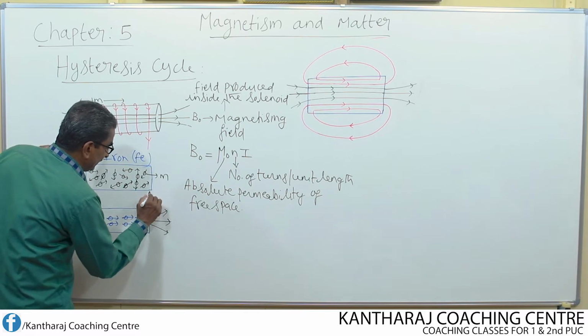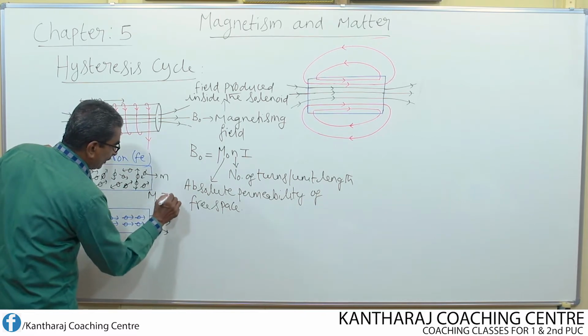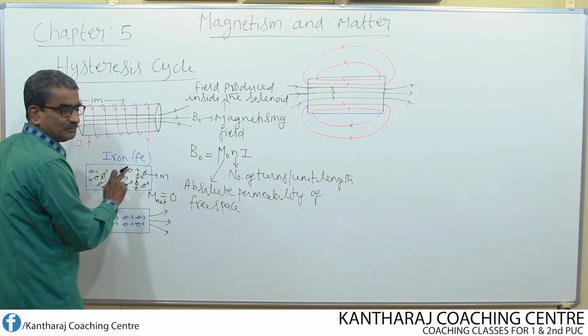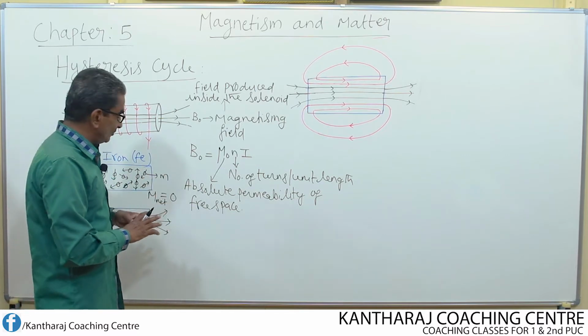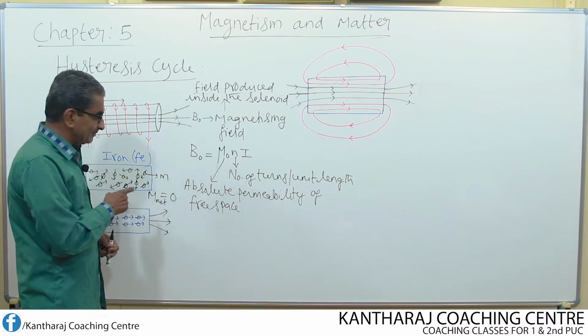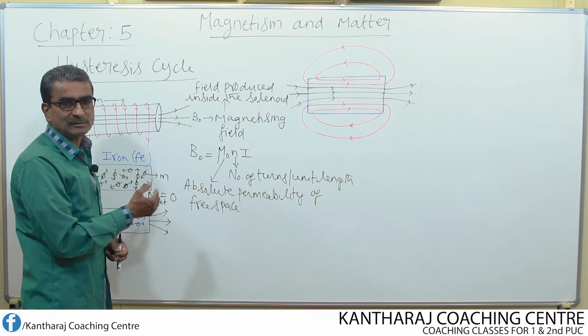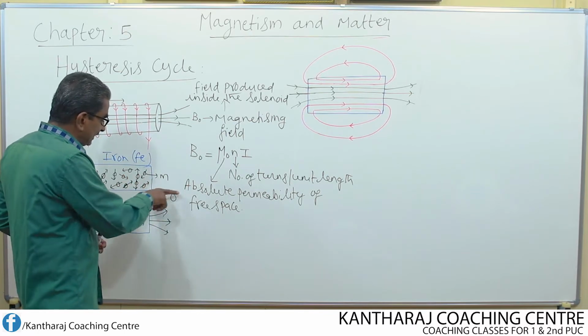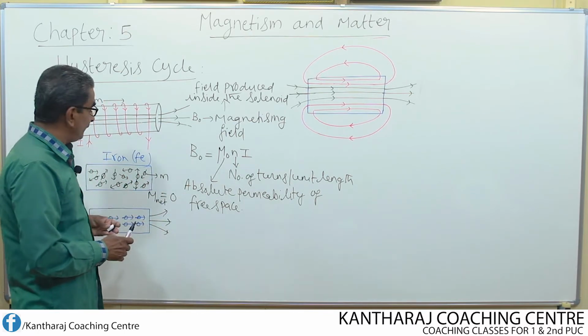So let us write: net dipole moment of all the magnetic dipoles of the specimen or material. Specimen or material means what? Iron itself is considered as the specimen or material. So the net dipole moment turns out to be equal to 0.